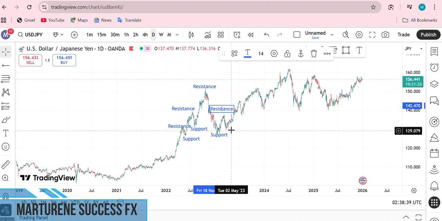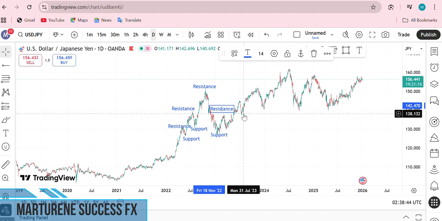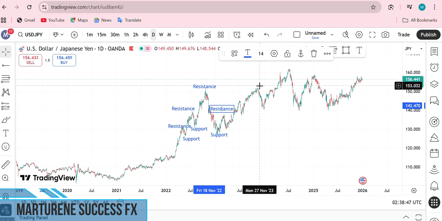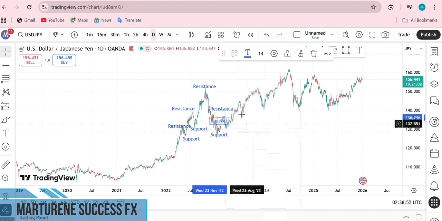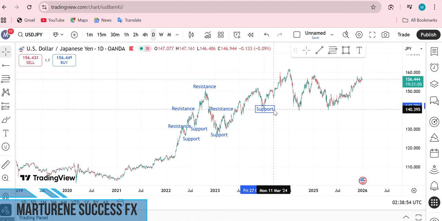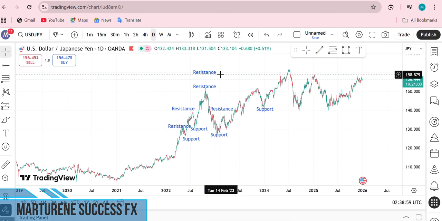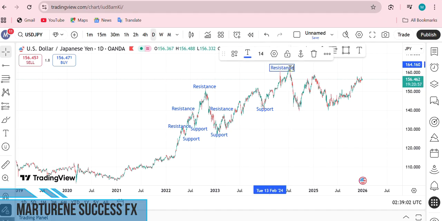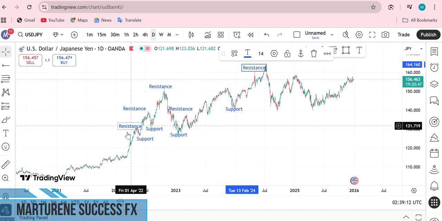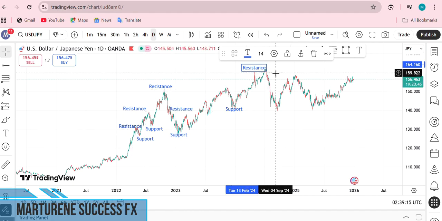So this point here is the lowest point, support, the highest point, resistance, lowest point, support, highest point, resistance, lowest point, support. Okay, there are so many of them that we can identify on the chart. I just want you to understand how to identify them, support and resistance.